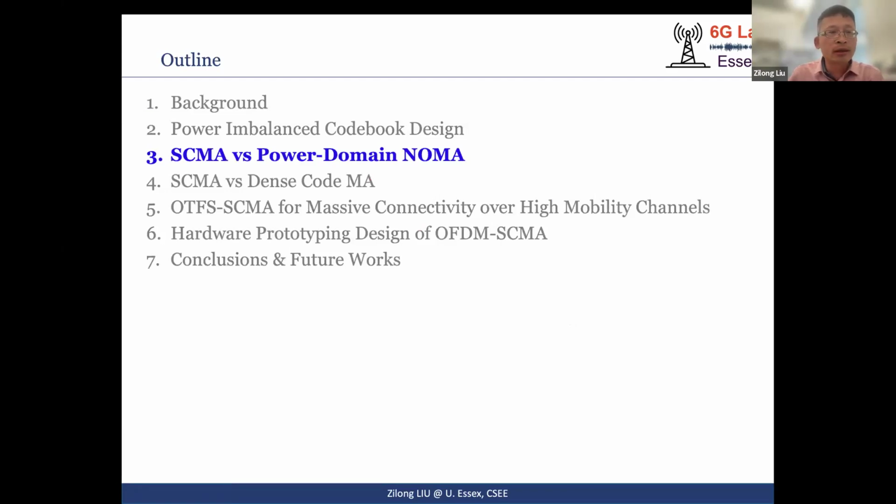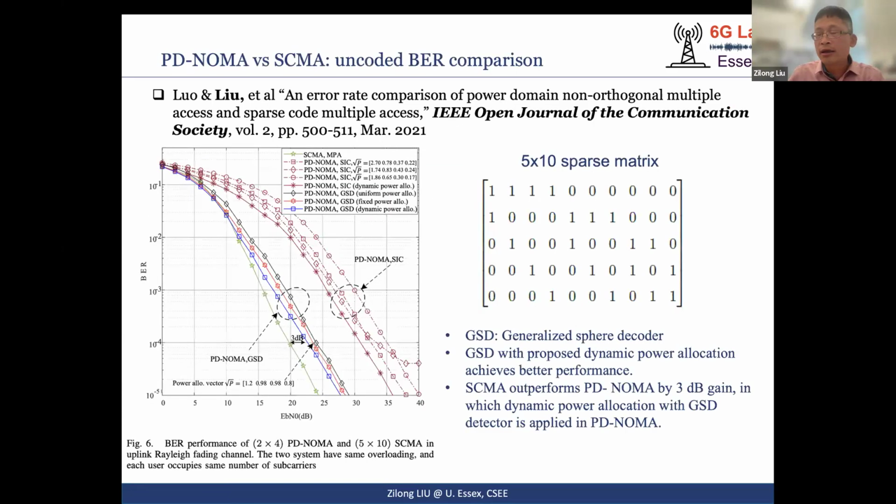Now, I want to move to the comparison between SMA and the power domain NOMA. Basically, our idea is that, even if we don't talk about the flexibility and scalability, we simply talk about the bit error rate and how much gain we are able to achieve between SMA and the power domain NOMA. In this case, we consider 2 times 4 power domain NOMA, meaning that we have 4 users sharing 2 subcarriers. So we are going to have a 200% overloading factor.